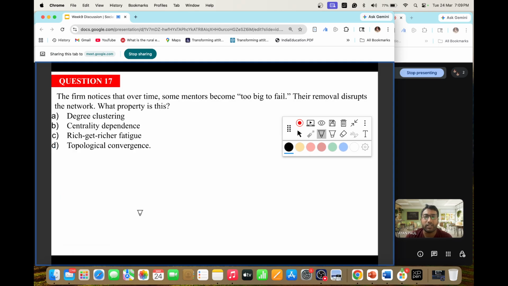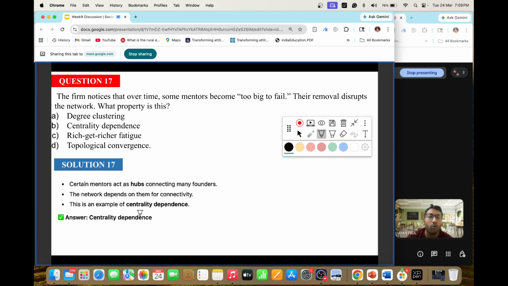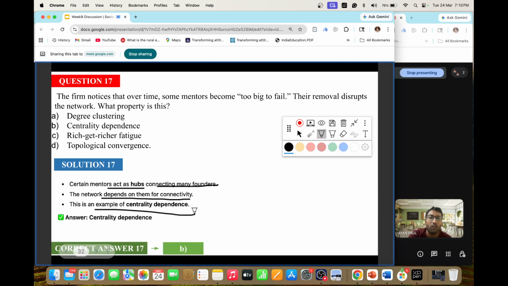Let's move on to the next question, question number 17. The firm notices that over time some mentors become too big to fail. Their removal disrupts the network. What property is this? Degree centrality, degree clustering, centrality dependence, richer fatigue, or option D, topological convergence. So here the correct answer is centrality dependence, because we are more dependent on the hubs. Certain mentors act as hubs, connecting many founders. The network depends on them for connectivity. This is an example of centrality dependence. So option B is the correct answer over here.